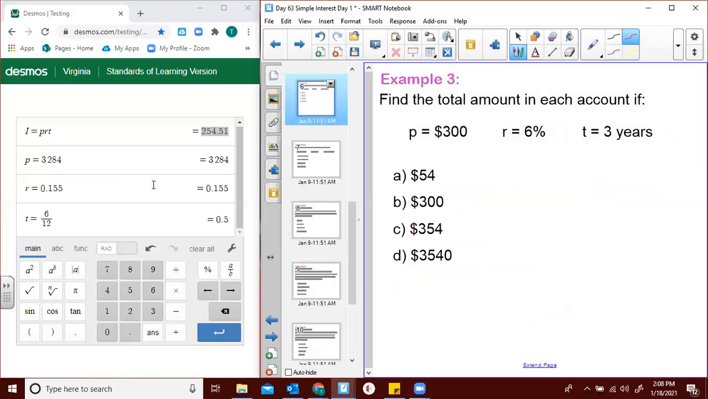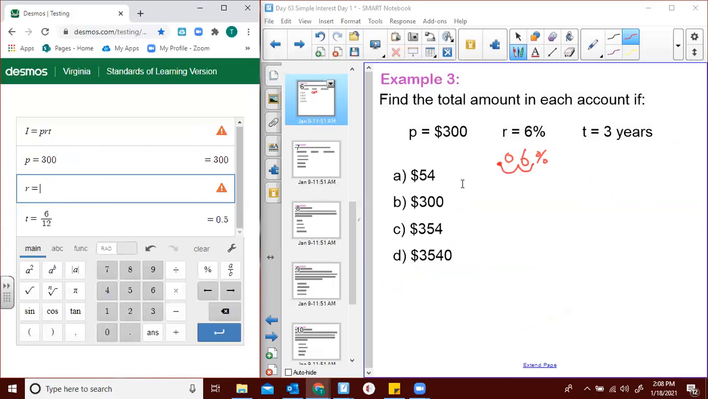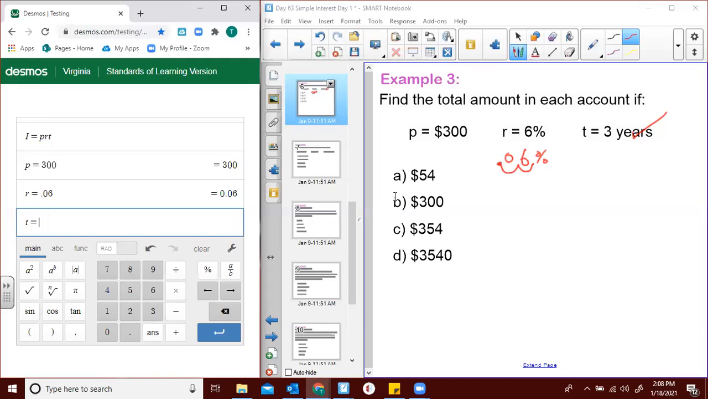So again, let's just go ahead and throw this in Desmos. My P is going to be 300. My R is 6%. This is good practice. Remember, we have a decimal here, so we're going to come 1, 2 to the left and fill in that 0. So we're actually going to put in 0.06. And then our time is in years, so that's good. That's just going to be 3. You can see that our answer is $54.